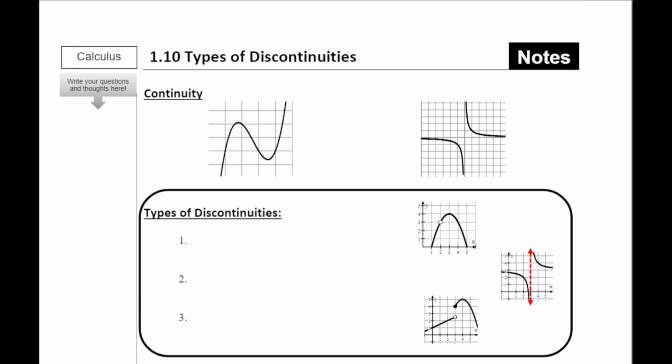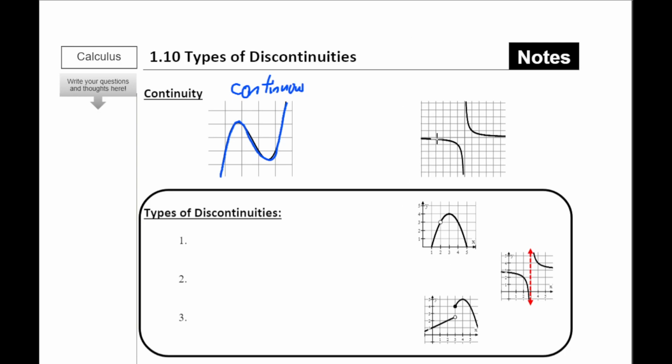1.10 Types of Discontinuities. In this lesson we're starting to get into what continuity is. If you look at this graph, in simple terms, continuity is if you can draw the curve without ever lifting your pencil, then the function is continuous. You see this graph here, continuous.